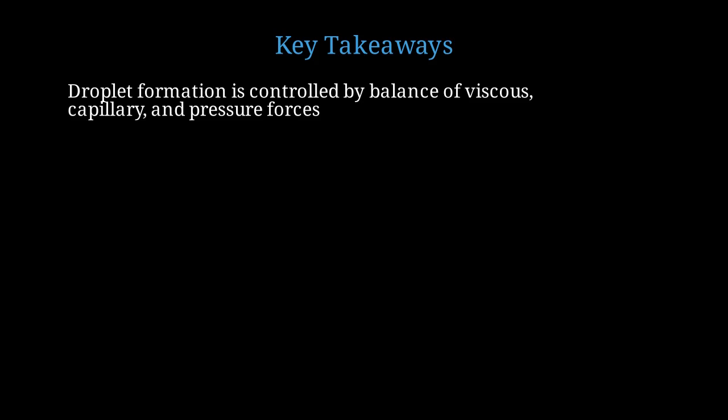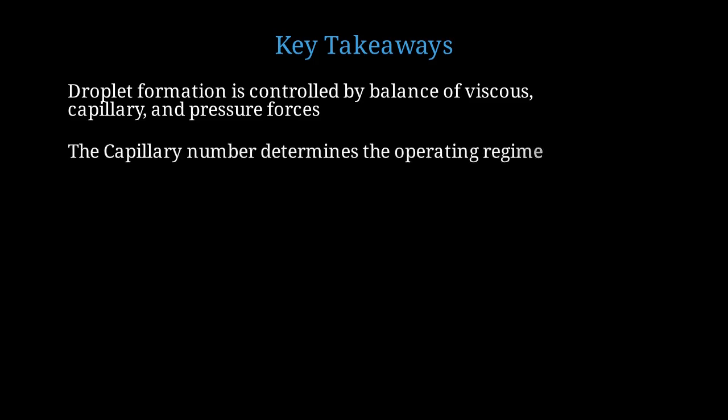Let's wrap up with the key takeaways from this lesson. Droplet formation results from a delicate balance between viscous drag, interfacial tension, and pressure. Understanding this balance lets you predict and control droplet size. The capillary number is your most important dimensionless parameter. It tells you whether you're in squeezing, dripping, or jetting mode.